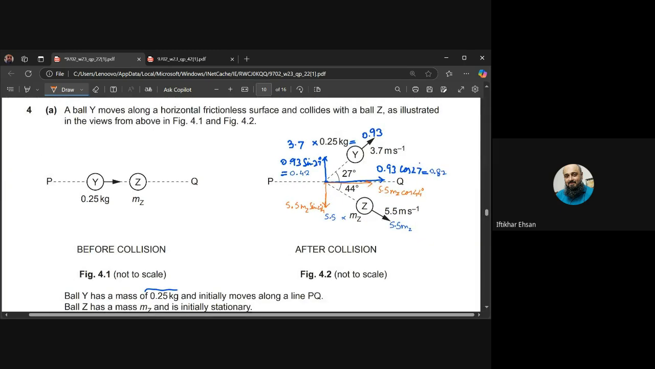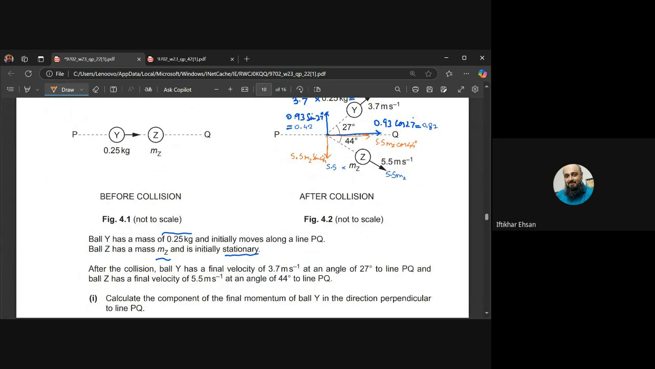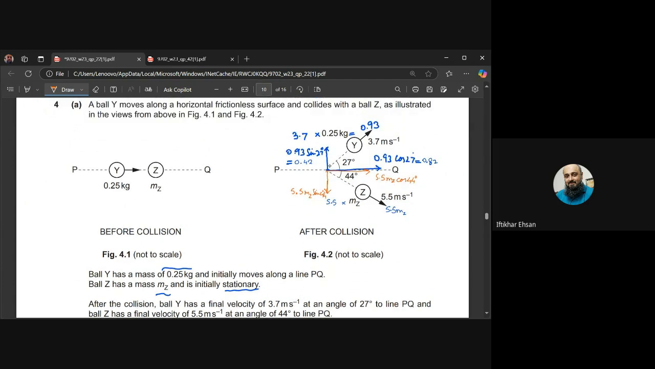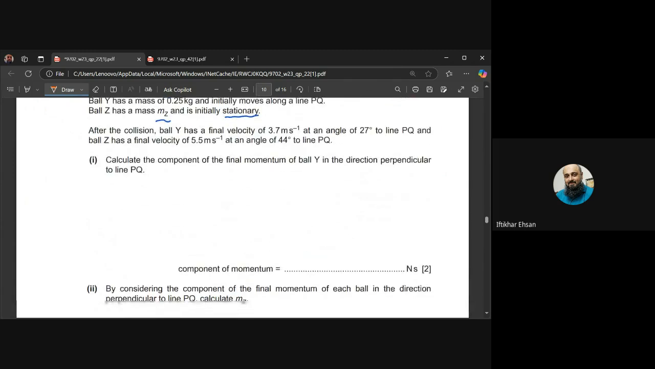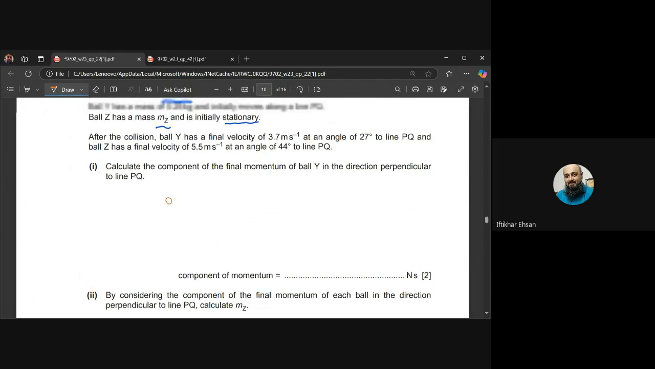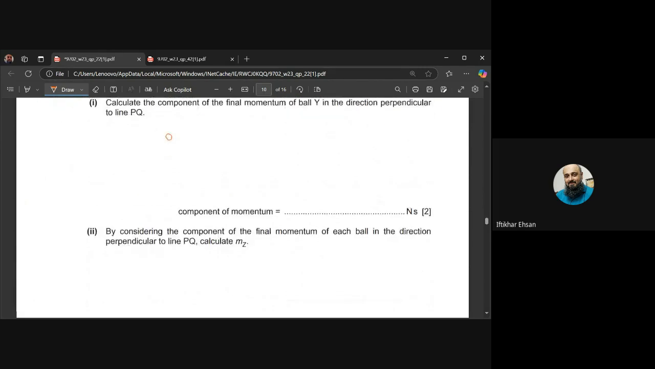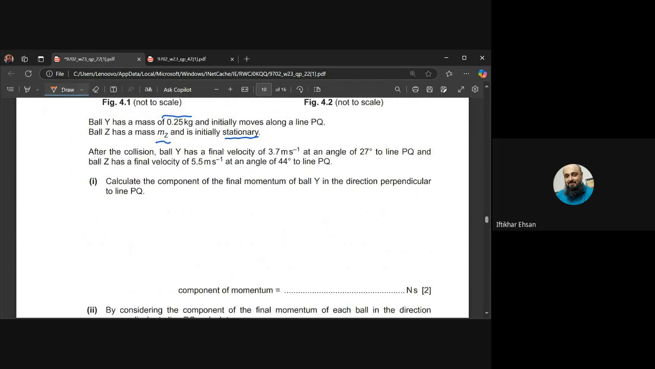Now coming to the question, it says calculate the component of the final momentum of ball Y in the direction perpendicular to PQ. So that perpendicular component of Y's final momentum is 0.93 sine 27, and it is worth 2 marks. So I would reckon you should show the full working: first take mass times velocity, and then take sine of theta. So mass is 0.25, velocity 3.7, and sine theta is 27 degrees, and the answer is 0.4.